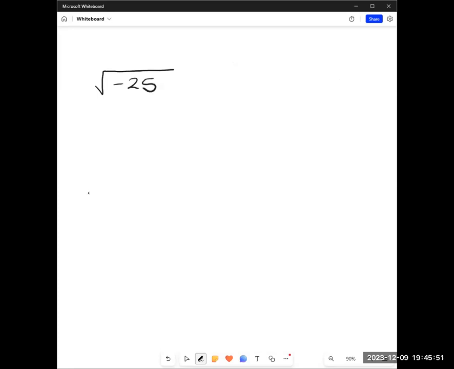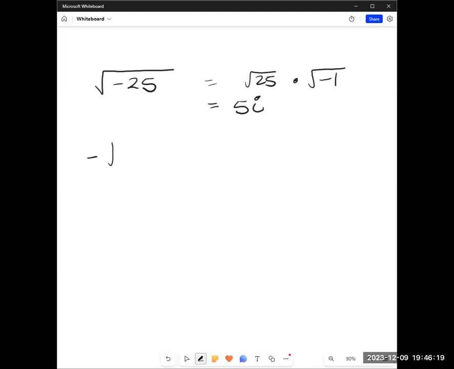First thing that we need to do here is that this negative that's inside the square root, we need to just peel that off as the square root of -1, and we need to deal with the other part in there, the square root of 25, like we normally would. So the square root of 25 is 5, and we're going to call the square root of -1 i, and our pure imaginary number here is going to be 5i.